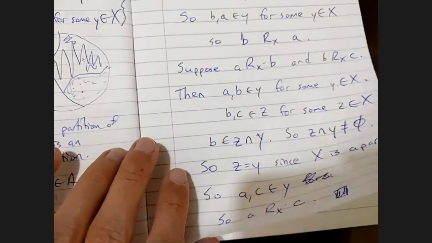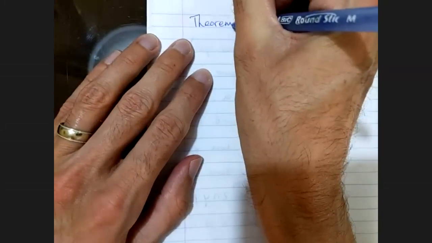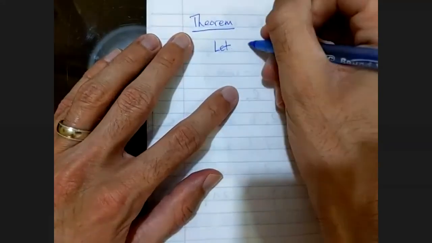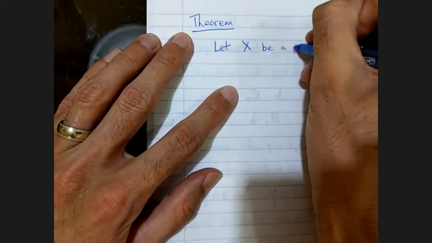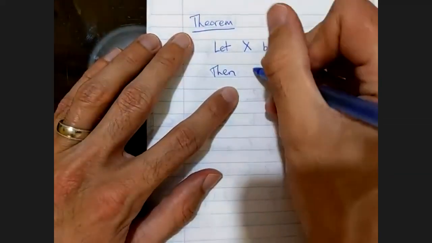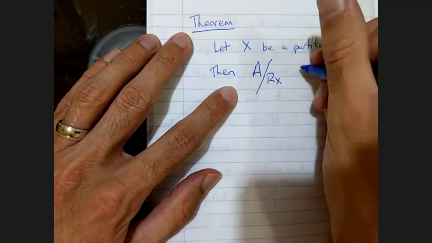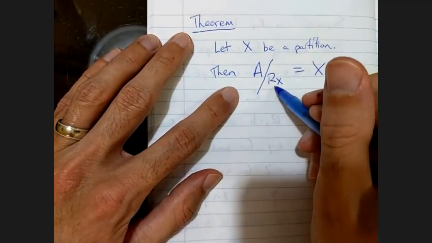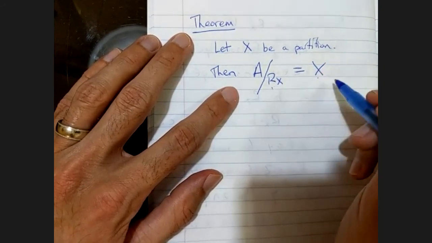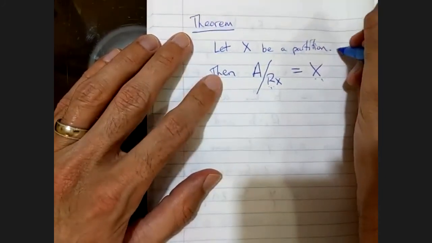There is one last kind of technical thing, which I'll just write down and we won't prove, but that would be like a theorem. Let X be a partition. Then the equivalence classes of the equivalence relation you get from the partition, it means take the equivalence relation you get from the partition, take the equivalence classes of that relation, you get back your partition. That's a partition of A.